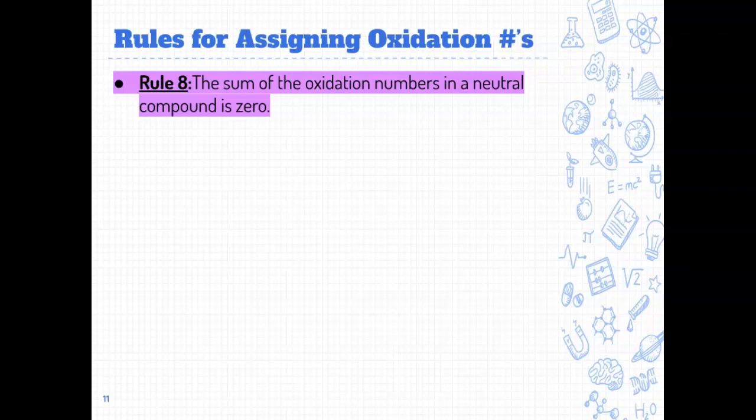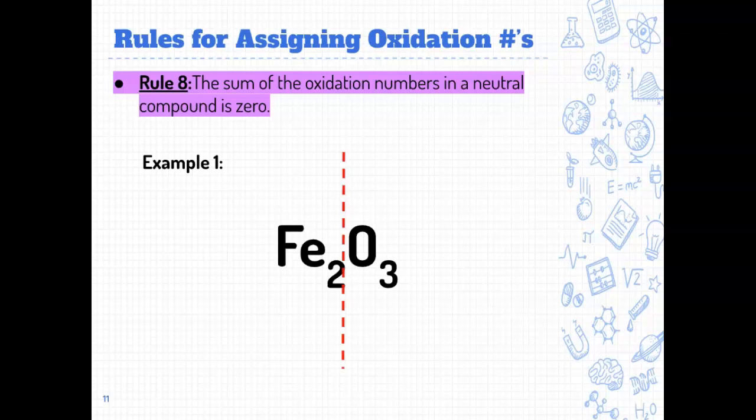Okay, rule number 8, the sum of the oxidation numbers in a neutral compound is 0, meaning all the oxidation numbers that we assign within a compound have to add up to 0. So example number 1, here is iron oxide. So if I divide this in half into the positive half and the negative half, I've got Fe, which is going to be my positive side, oxygen, which is going to be my negative side.